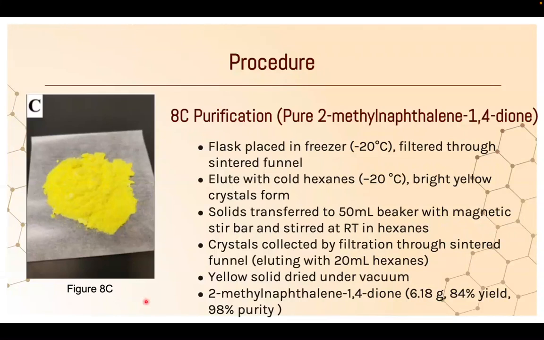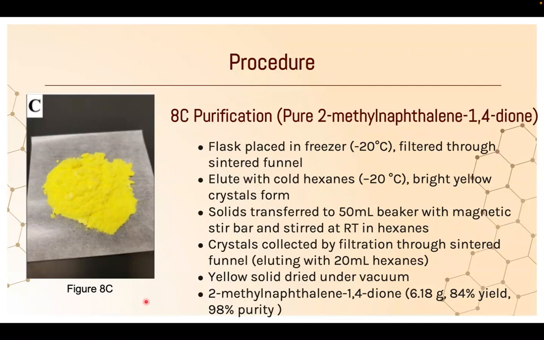Then the flask is transferred to a freezer at -20 degrees Celsius for 12 hours, and after it's removed, it is filtered through the sintered funnel again, eluting with a minimum volume of cold hexanes to give small, bright yellow crystals. The solid is transferred into a 50 milliliter beaker with a magnetic stir bar and stirred at room temperature for 5 minutes in hexanes, about 4 milliliters per gram of material.